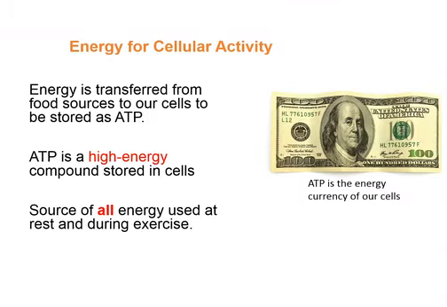What we do is we take food, we consume the food, digest it, break it down to its simplest form, and eventually it's converted into one molecule, and that molecule is ATP. So energy is transferred from the food sources to our cells to be stored as ATP. ATP is the higher energy compound stored in the cell. Sometimes I call it the energy currency of our cell, because it's the only thing that our body can use for fuel. So we have to break the carbohydrates, fats, and proteins down to get there. All sources of energy during rest and exercise come in the form of ATP.